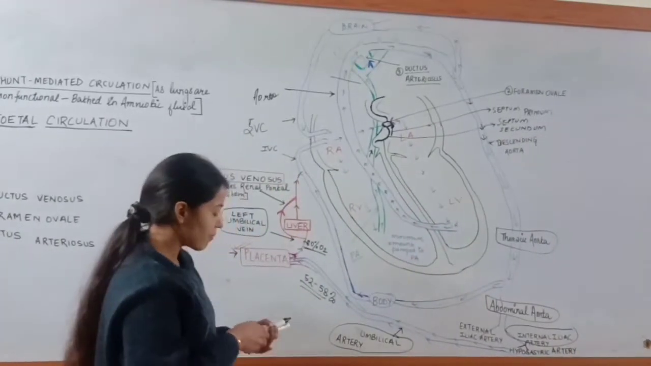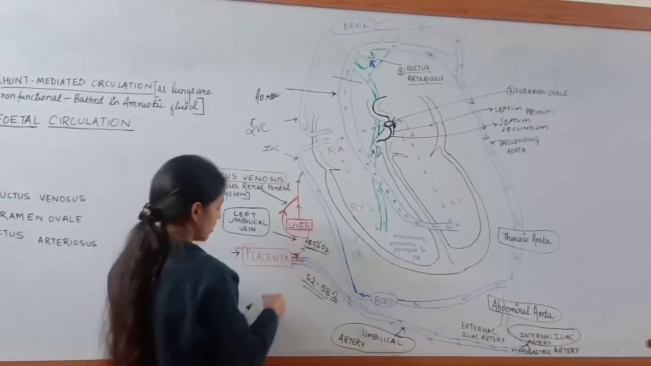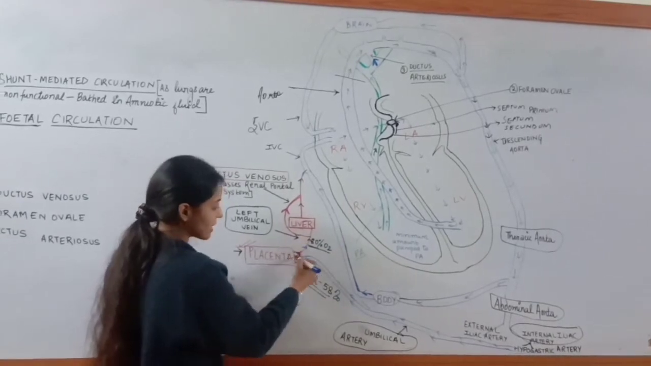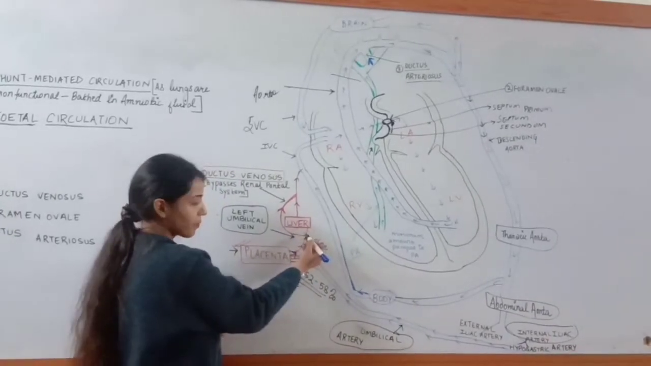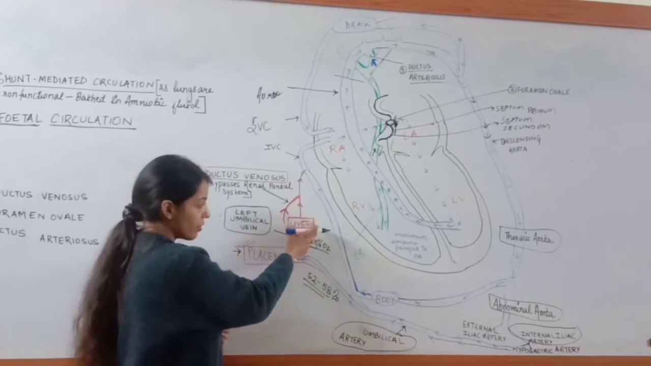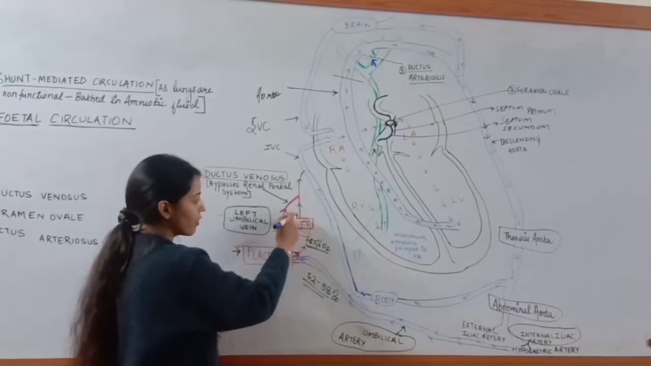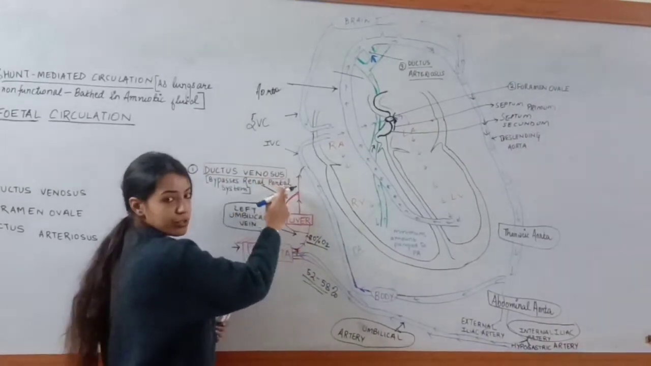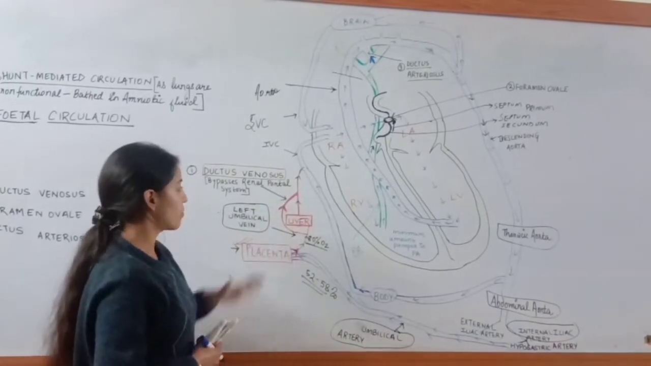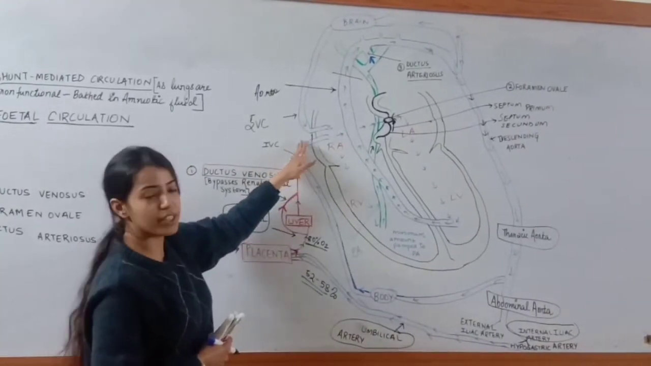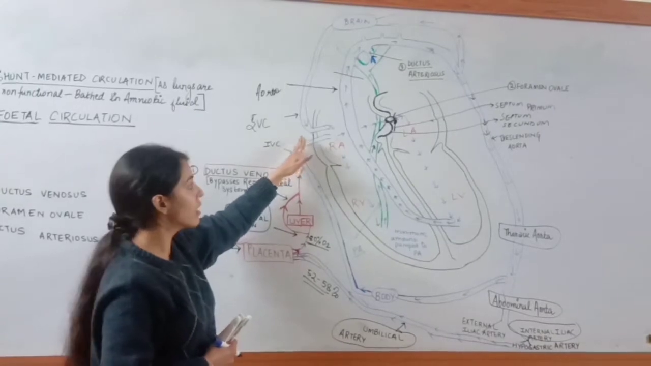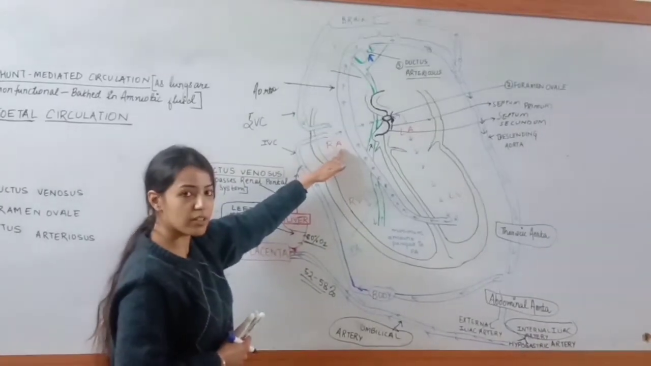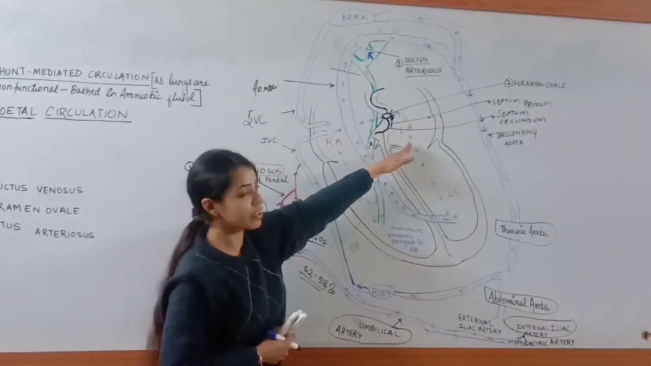So I am repeating what happens. The blood is coming from the placenta, the oxygenated blood going into the liver. There is a shunt over here, that's ductus venosus. It will bypass the renal portal system, goes into the inferior vena cava, then goes into the right auricle, then goes into the left auricle.